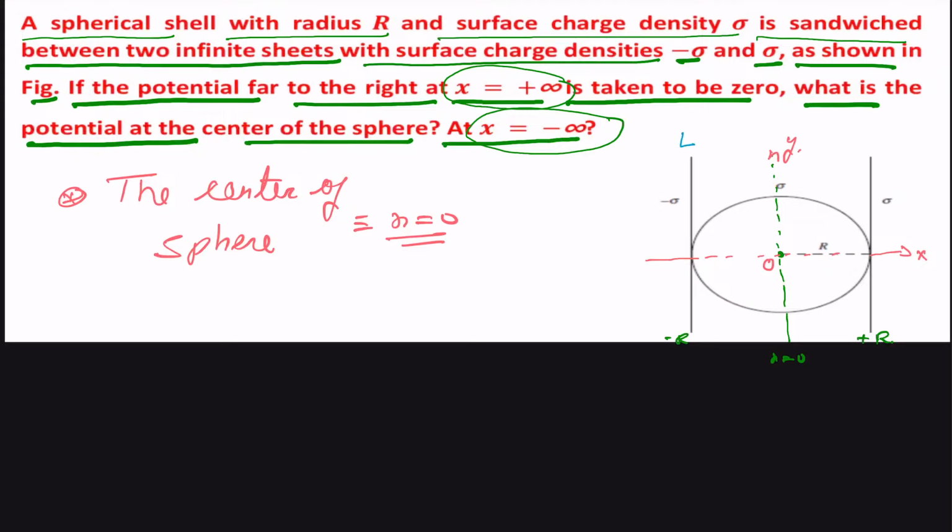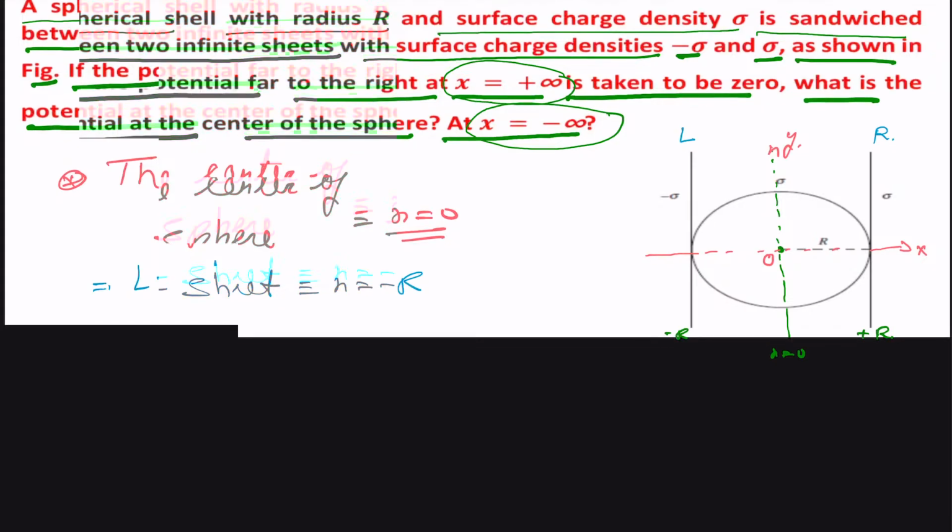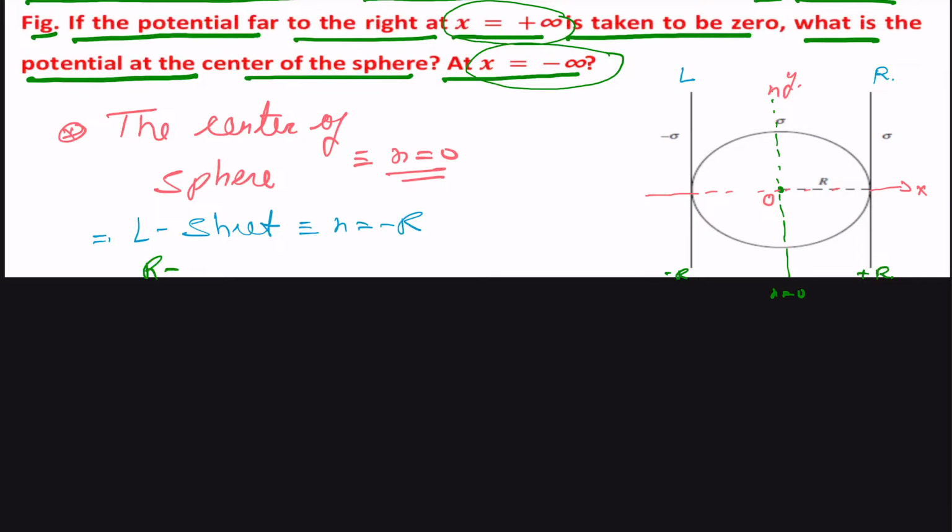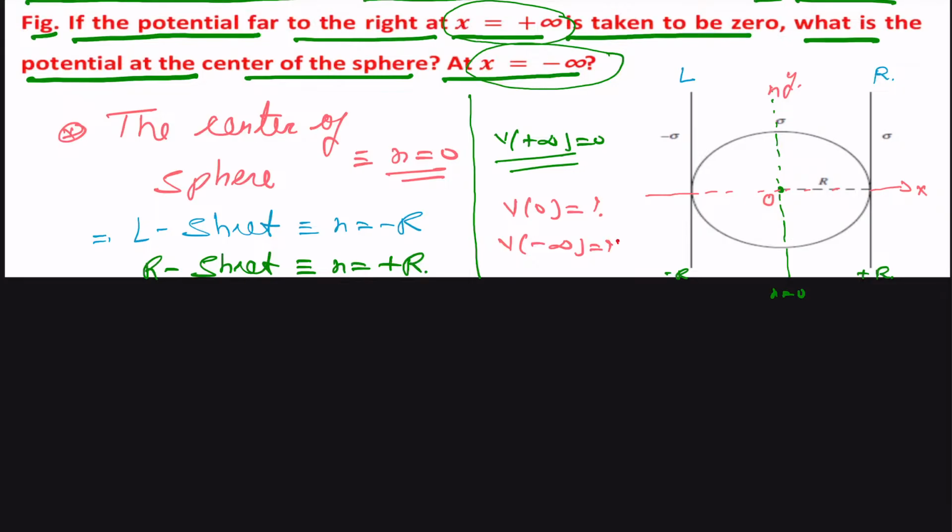This will be our left sheet and this will be our right sheet. Therefore we can say that our left sheet will be at x equal to minus r, and our right sheet will be at x equal to plus r. This is given to us, and it is also given that the potential at plus infinity is equal to 0. We are supposed to find out what will be the potential at the center, that is at O, and also the potential at minus infinity. So we have to find out these two things.